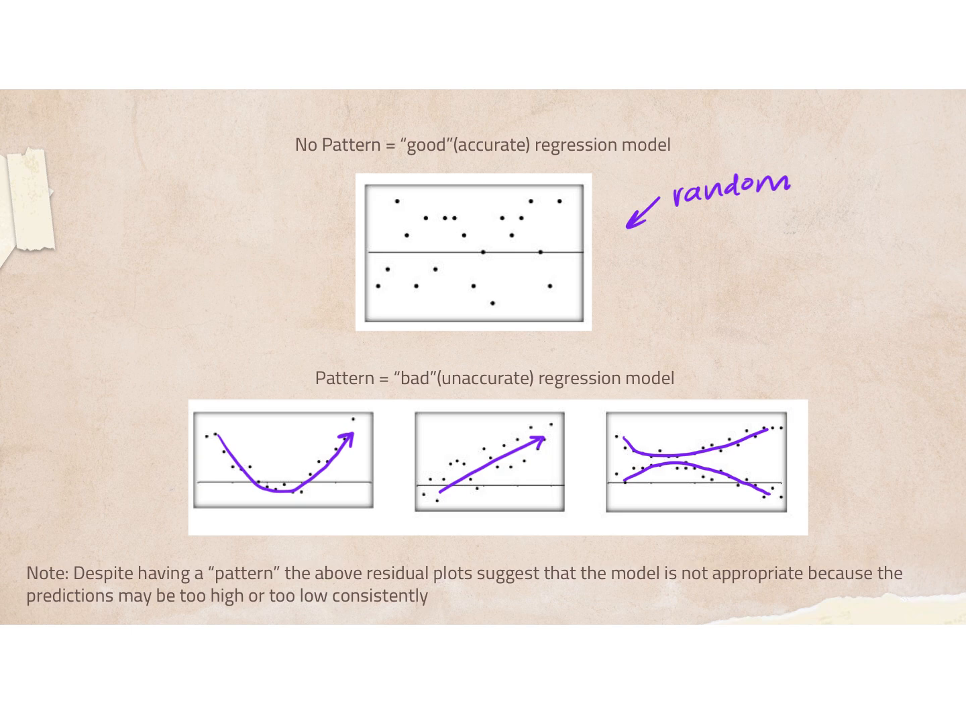And it's kind of counterintuitive. Despite having a pattern, it actually means that it's not appropriate because there's some sort of consistency within our predictions. Either our predictions are consistently too high or they're consistently too low, which means there's a different model that's going to be a better fit for our data.